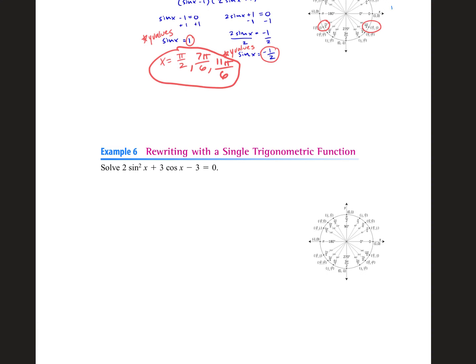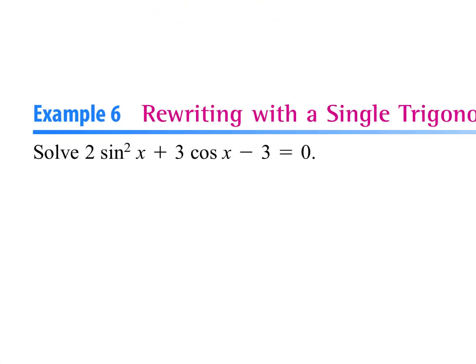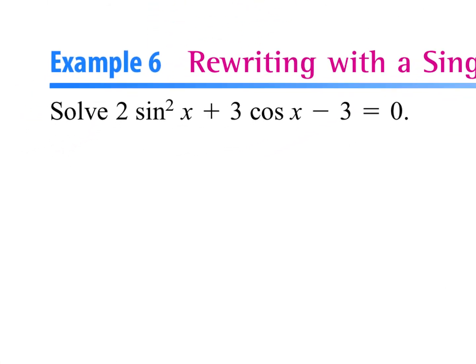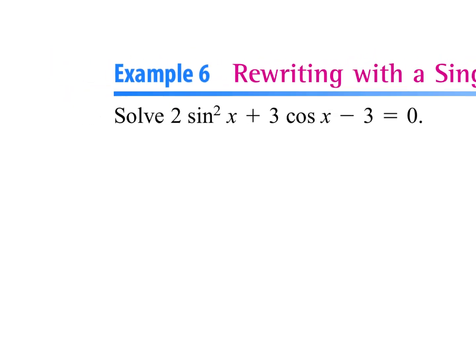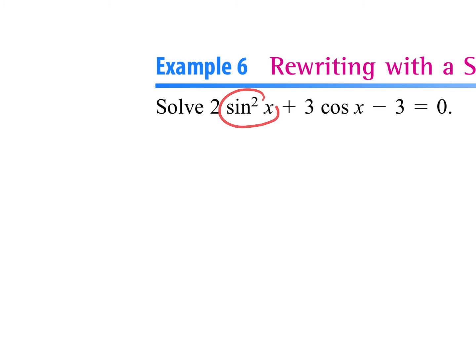All right, example 6. So I have a trig function that's squared, and I have a trig function that's not squared. What should I do here? You can make it so that the two trig functions are the same. Awesome. So here we want to make our trig functions the same so then we can factor. So I have to change which one? I have to change sine squared x.